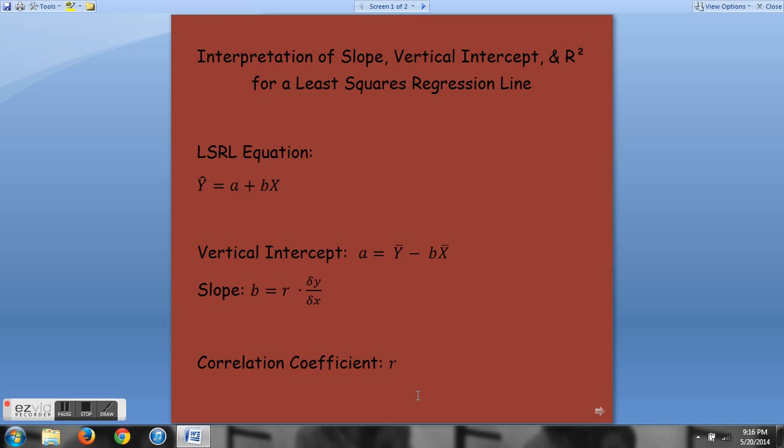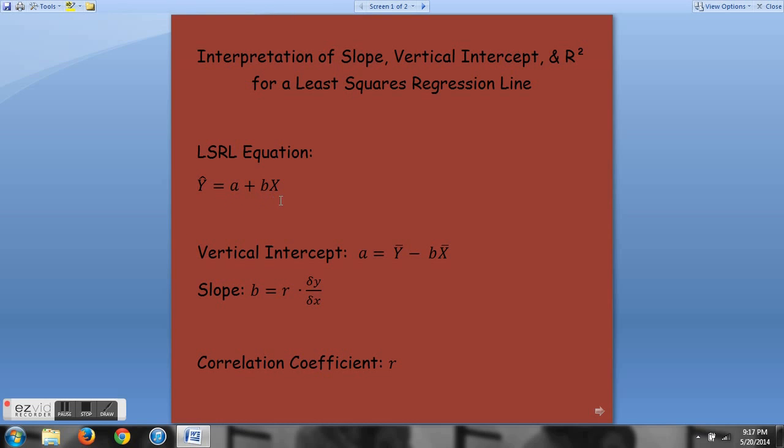Prior to this video, you should already know how to find each aspect of the least squares regression line equation. For your own benefit, I just wanted to give a little bit of background on it, just in case you didn't know. Your equation is your predicted y equal to your a plus your b times your x. I'm going to break down each variable for you, just in case.